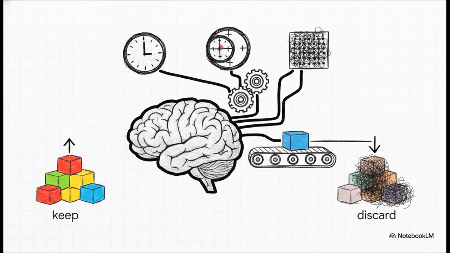This happens within the intelligent context config. Headroom doesn't just guess what's important. It uses these precise scoring weights to evaluate the exact value of every single token in your prompt. It looks at the recency of the information, the semantic similarity to the user's query, and even the token density.